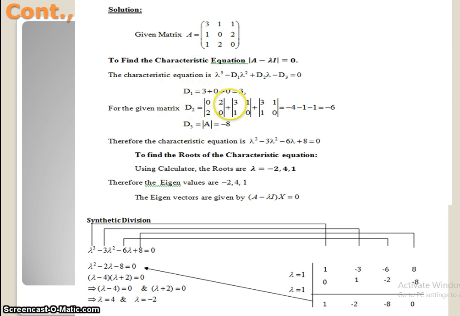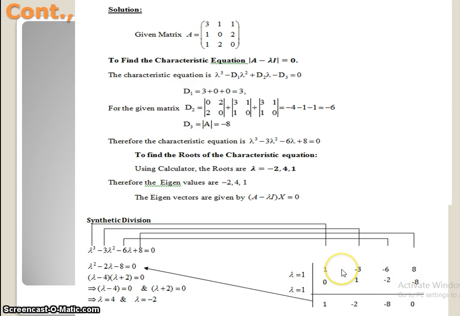So we substitute the values d1, d2 and d3 in the characteristic equation. Therefore we get lambda cube minus 3 lambda square minus 6 lambda plus 8 equal to 0. So this is the characteristic equation. Next, to find the characteristic roots, I can explain synthetic division. Your equation is lambda cube minus 3 lambda square minus 6 lambda plus 8 equal to 0. Equating the coefficients, the highest coefficient of lambda cube is 1, then minus 3, minus 6, then 8.